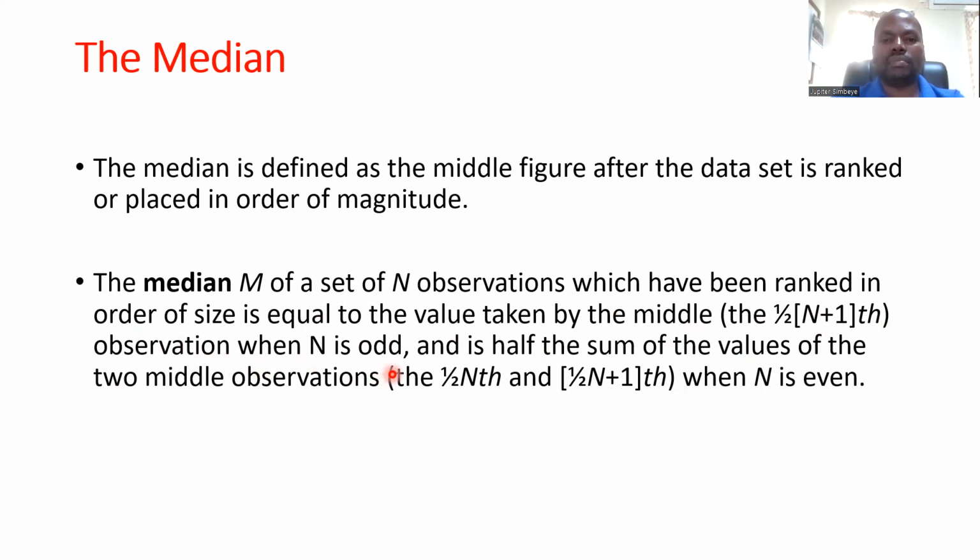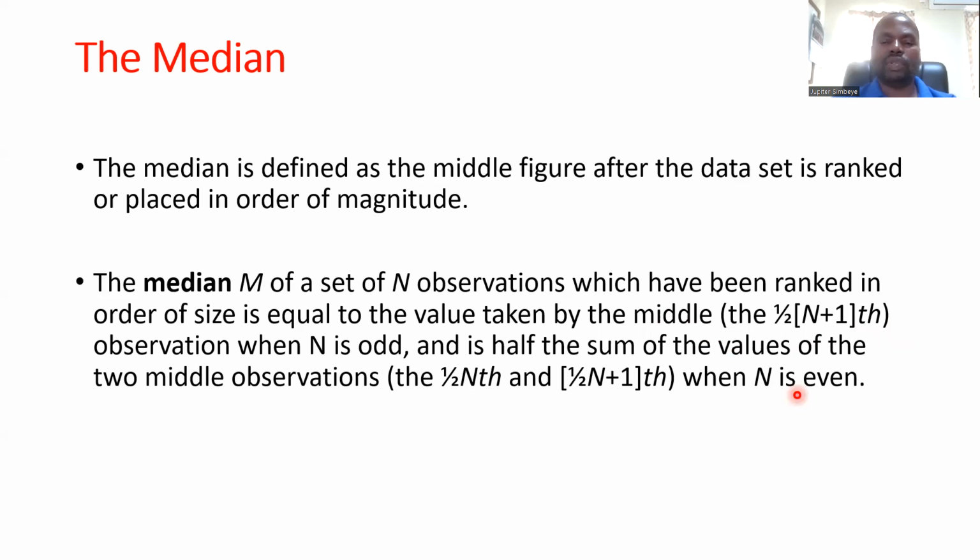So n is the number of observations. In the example that we had before, the number of observations is 10. So 10 is even. So this is not what we can use to identify a median from that set of observations, because this applies when the number of observations is odd, but there the number of observations is even. So it is half the sum of the values of the two middle observations, that is the half nth and half n plus 1, when n is even.